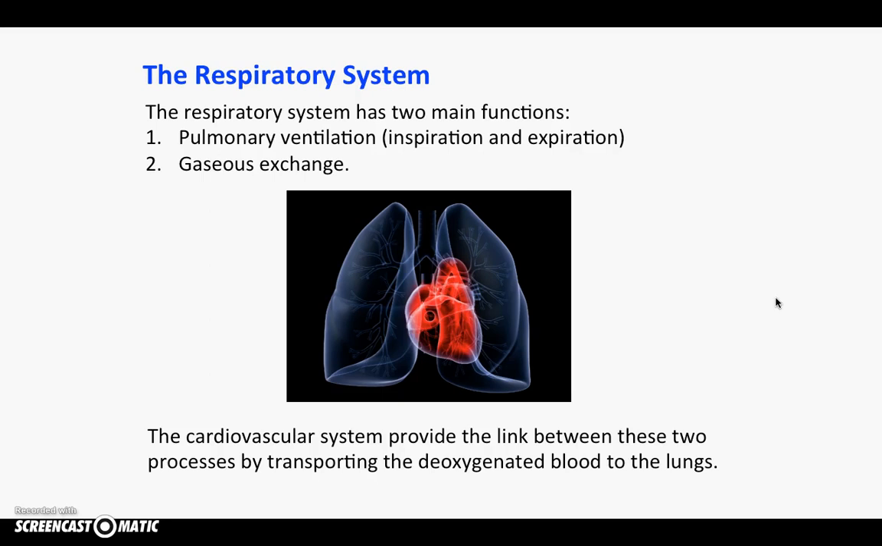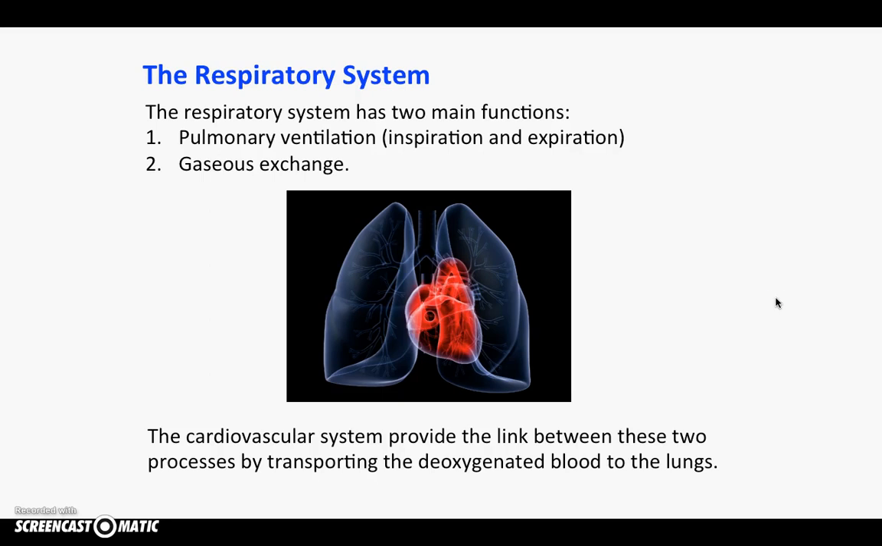So first of all, how it links to the cardiovascular system is it provides the link between the two processes of transporting the deoxygenated blood to the lungs, i.e. deoxygenated blood to the lungs, and breathing out that carbon dioxide. That is how the respiratory system and the cardiovascular system actually link together.